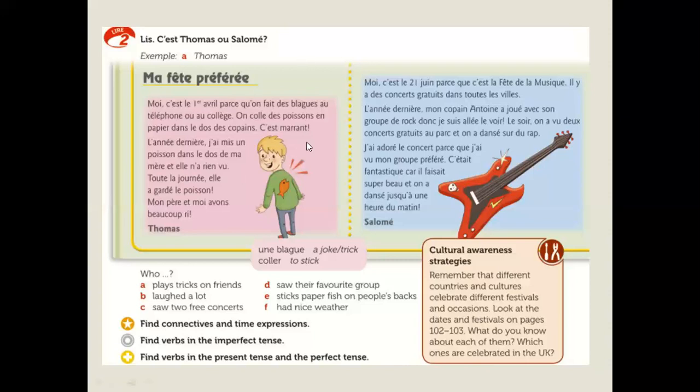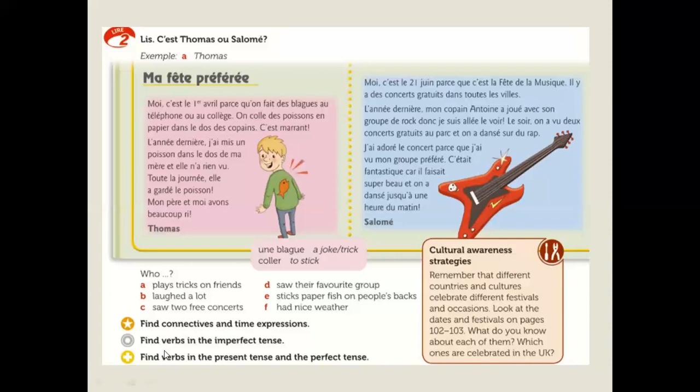About the 1st of April, in France, it's a big tradition for kids to decorate, to create paper fish and try and trick people and stick it on their back. If you visit a French school on the 1st of April, you'll see lots of kids doing this. They love doing it. And people also make jokes and trick people on that day.